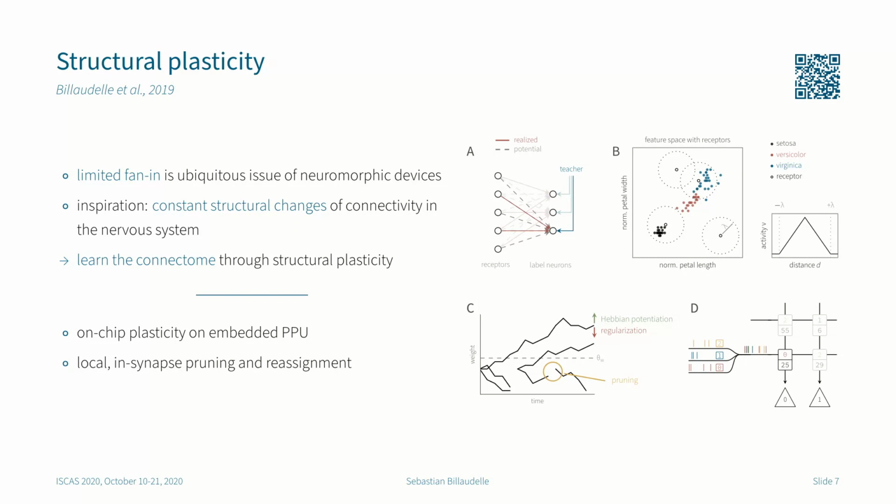This you can see in panel C, where the weights of exemplary synapses are plotted against time. The discontinuities show that weaker connections are regularly pruned, and in their place new connections were formed.